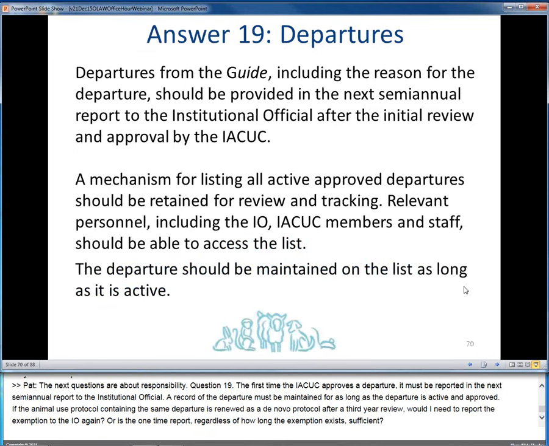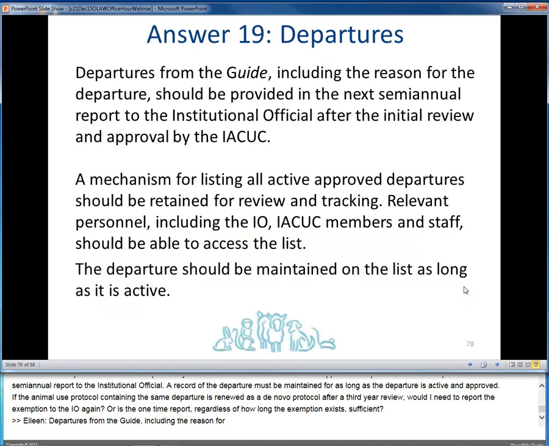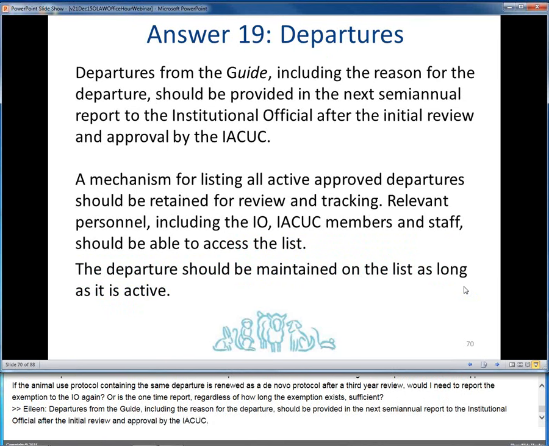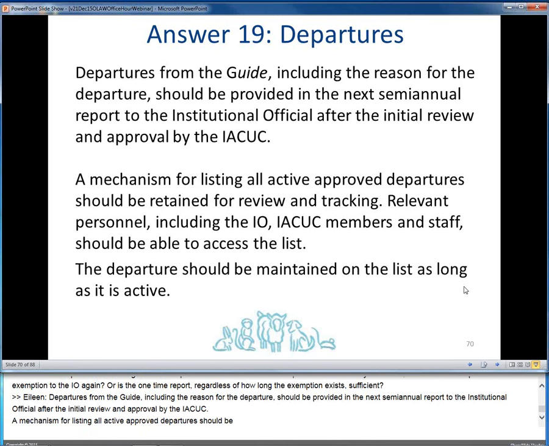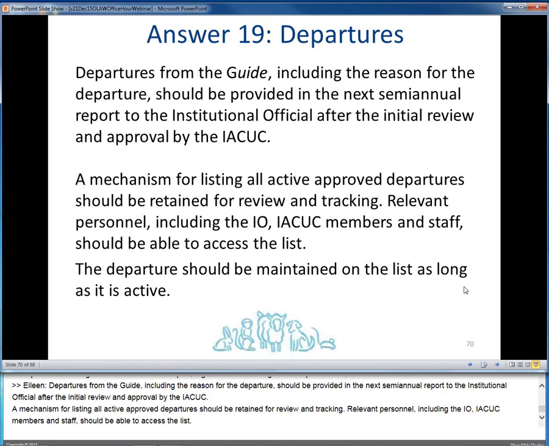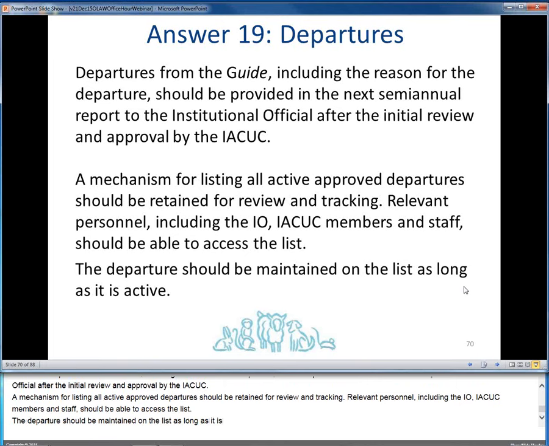Departures from the guide, including the reason for the departure, should be provided in the next semi-annual report to the institutional official after the initial review and approval by the IACUC. A mechanism for listing all active approved departures should be retained for review and tracking. Relevant personnel, including the IO, IACUC members, and staff, should be able to access the list. The departure should be maintained on the list as long as it is active.